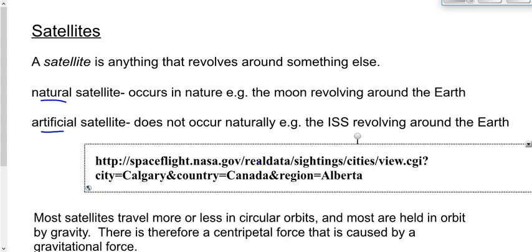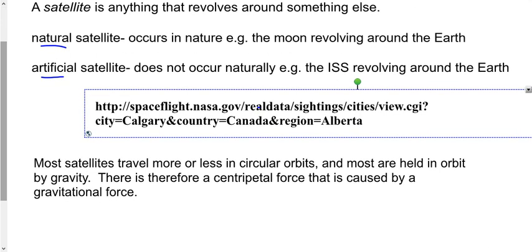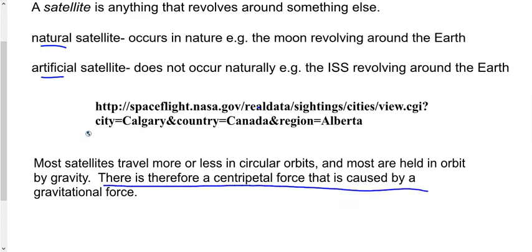Now, as we said, satellites orbit around something in more or less a circular path. They experience the centripetal force because of that, and generally are held in orbit by gravity. These are the ones that we're going to focus on: satellites orbiting around something, experiencing a centripetal force which is caused by gravity. Which makes the analysis actually pretty easy.